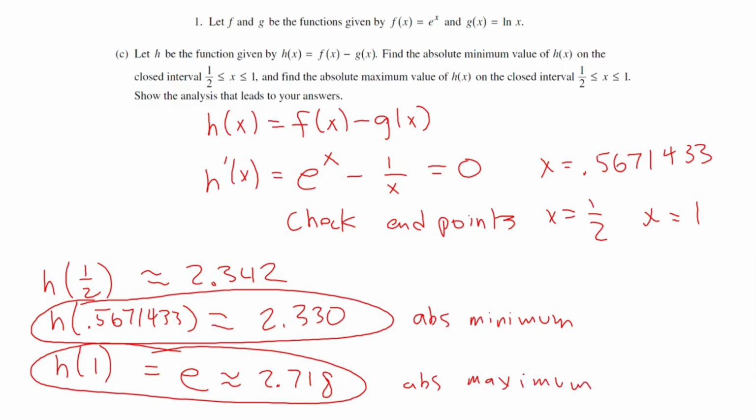And they gave you 3 points for that. They gave you 1 point just for setting h prime equal to 0, 1 point for identifying the critical point and the endpoints as candidates, and 1 point for the final answer. And that's the end of this area and volume FRQs question number 1 from the 2002 AP Calculus AB exam.